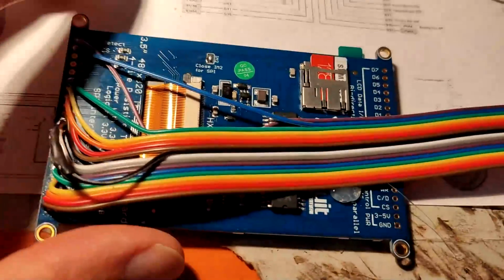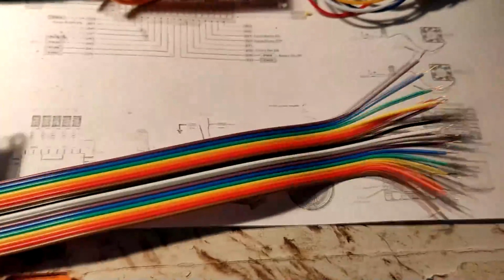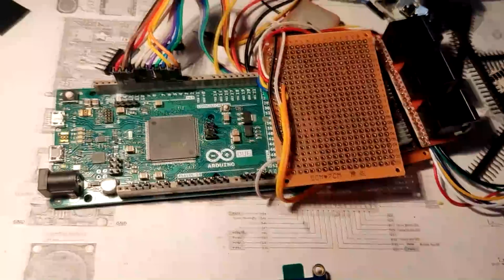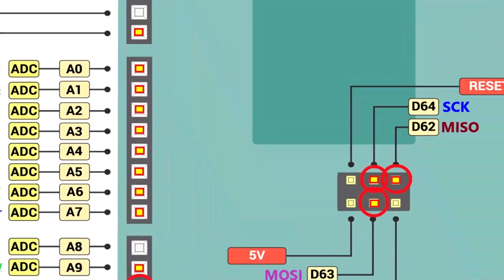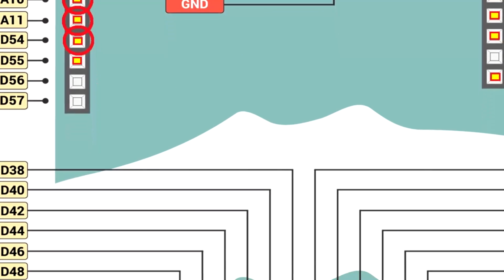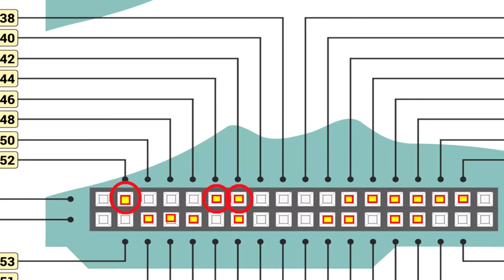Here we have the screen. I removed the pins and soldered the wires directly to take up less space. If you look at the wiring diagram, you can see there are many places on the board to plug in the screen. The pins are not aligned in the same place, for example.